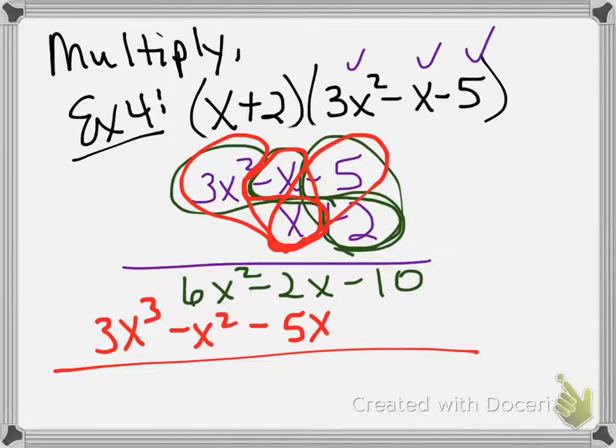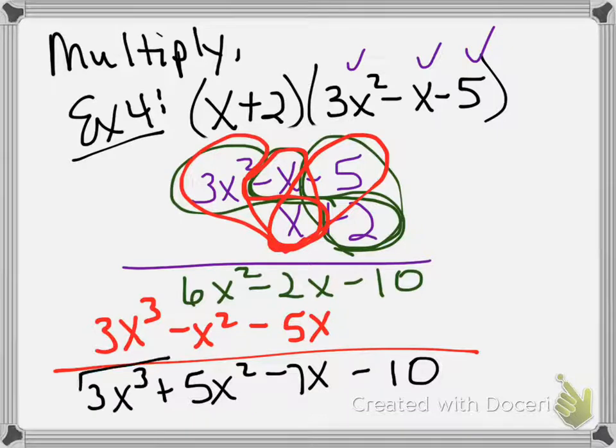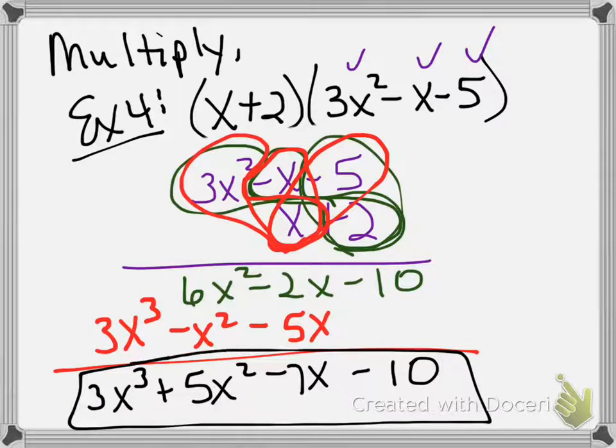Then if I add this straight down, I have negative 10. This is negative 7x. This is positive 5x squared. And 3x cubed plus nothing is just 3x cubed. That's the solution to my multiplication problem. Here we are multiplying two polynomials.